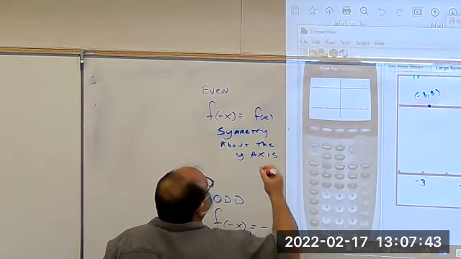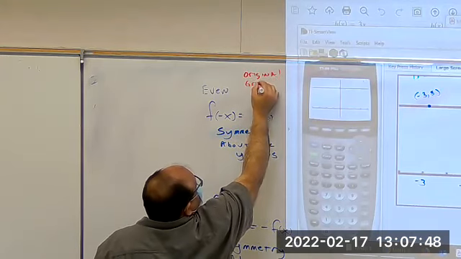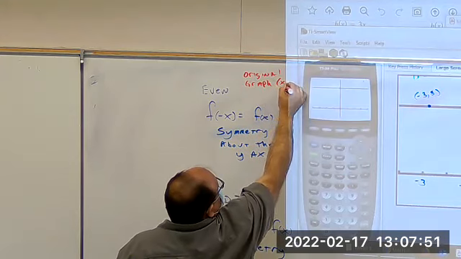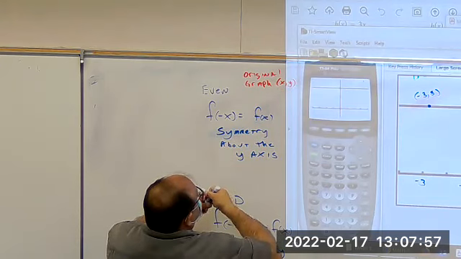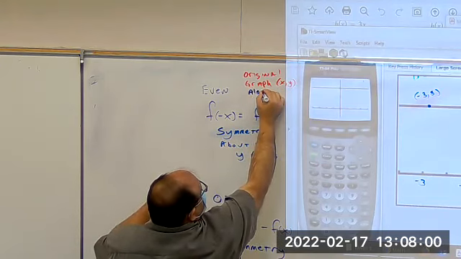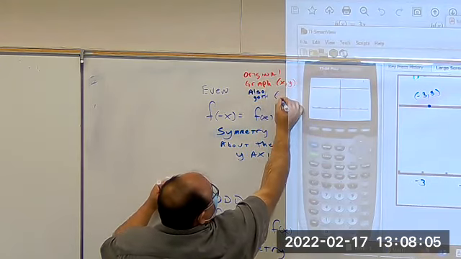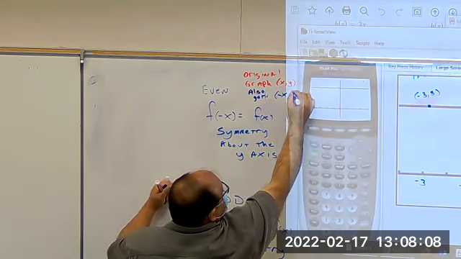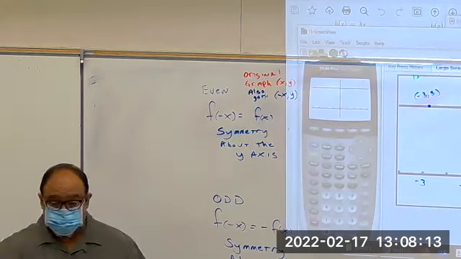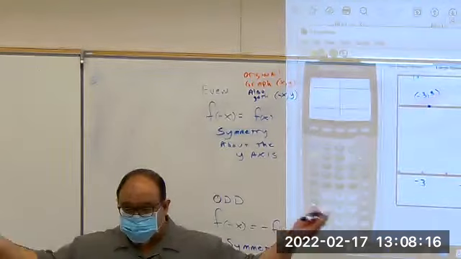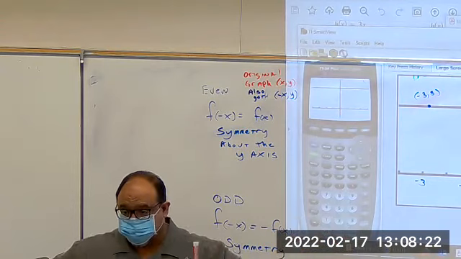When you have symmetry about the y-axis, that means if the original graph is x, y, then if it's even, when you plug in negative x, you'll get the same y value out. The y values are the same. And that's if you plug in a value the same distance away from 0. That's the reflection across the y-axis.